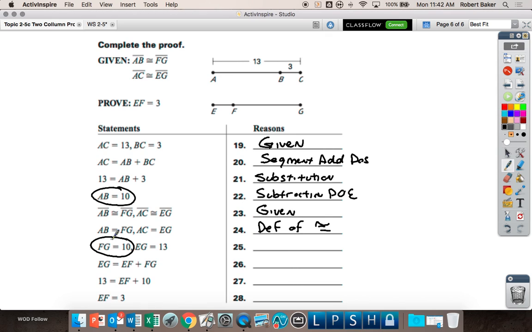I'm just trying to point out for people who don't see it. AB is 10, AB equals FG, so we can substitute that in. It says EG is 13, and we wrote that AC is 13, and AC and EG are the same, so we can substitute that in. That's kind of like hide and seek for math here. That is substitution.